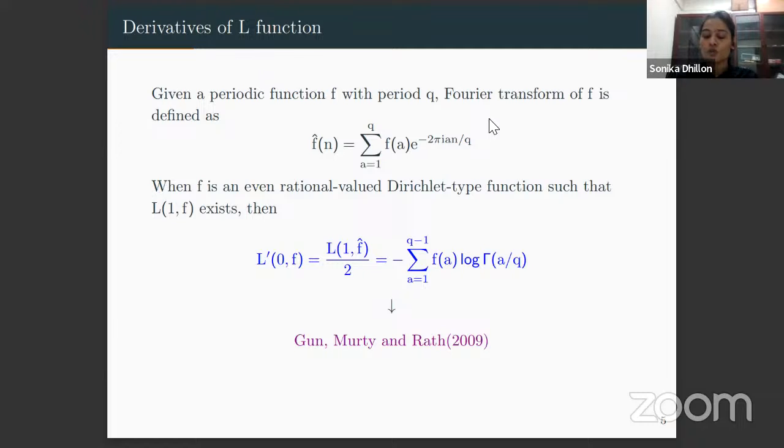So far we have got two types of numbers. We have gamma values, and we have logarithm of gamma values. If we can study the linear independence of these logarithms of gamma values and these digamma values, then we can talk about the vanishing and non-vanishing of the derivative of the L function and of L1f.